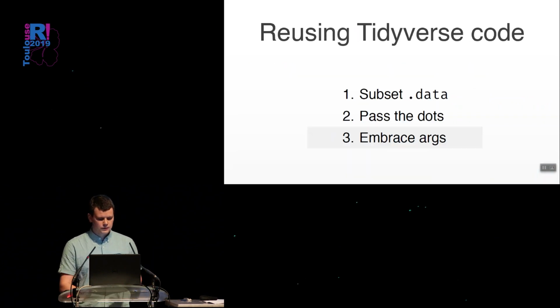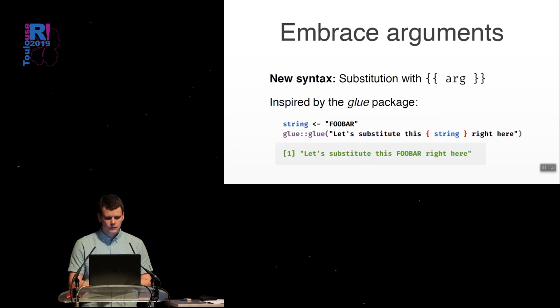So finally, embracing arguments. That's a new syntax in the last rlang version. And with this curly operator, you can substitute function arguments as you take them. It's inspired by the glue package, and the idea is a bit the same. With the glue package, you can build strings from components by substituting variables that contain other strings. And that's a bit of the same idea.